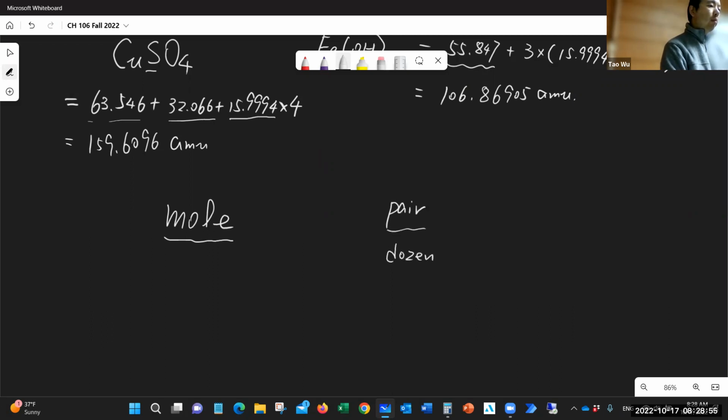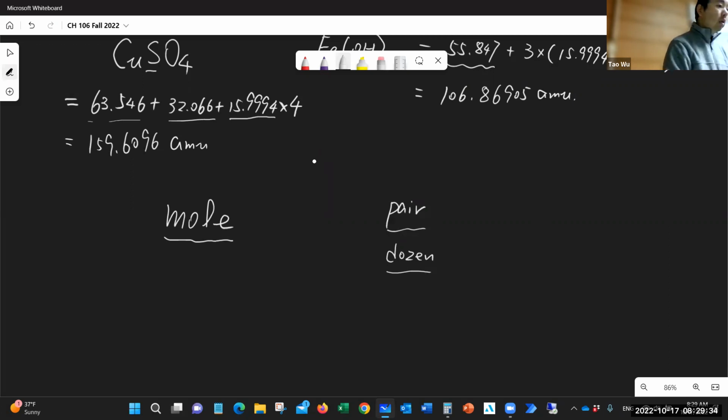So what do you think about a pair and a dozen? Is it a unit or is it a number? It's a number, right? One pair means two things. One pair is 2. One dozen is 12. So the pair and the dozen actually mean some numbers. A mole is also the same thing. It's also talking about a certain number, but this mole number is really, really big.